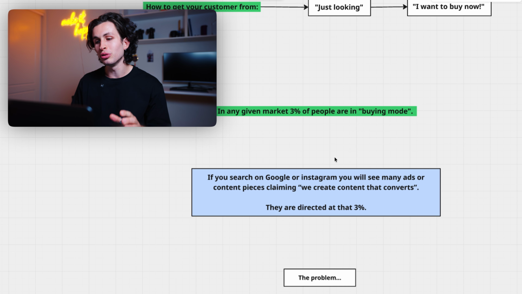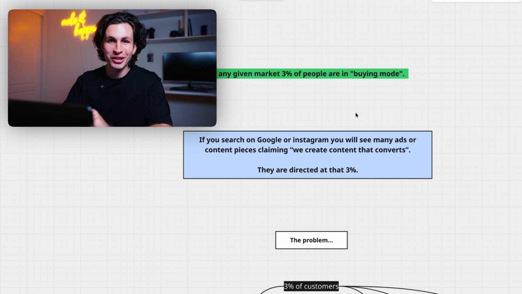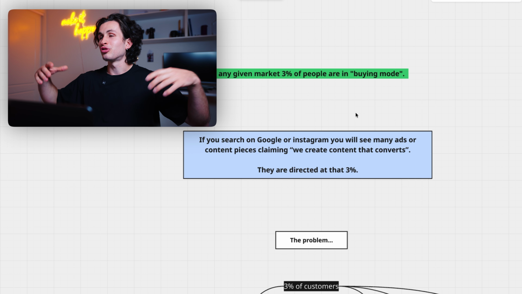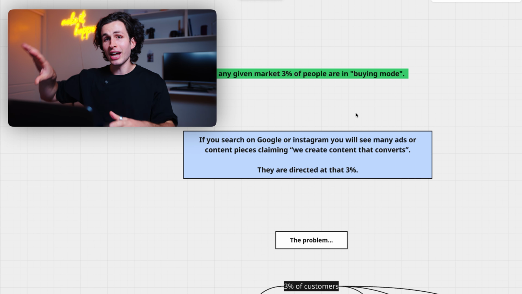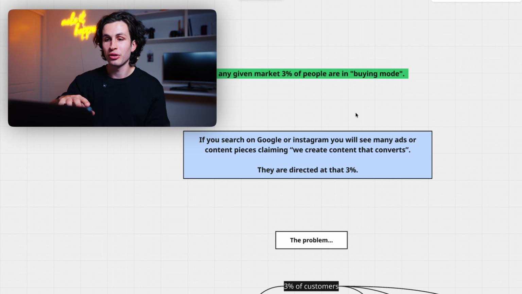If you search on Google, Instagram, you may see ads or content pieces claiming, we create content that converts. You've probably seen all your competitors post this. We create content that converts. We'll create you the best social media content. We'll create you 8 different reels. They are directed at the 3% of people who are ready to buy right this very second. That's what those pieces of content are trying to serve.